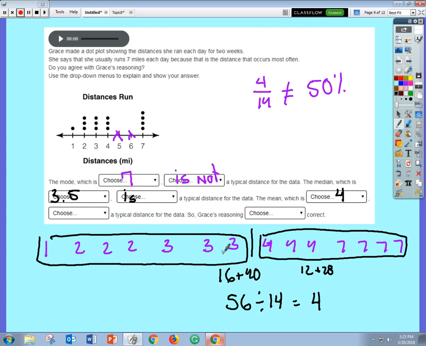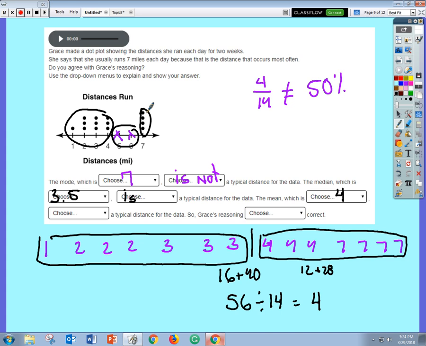Now here we get a little tricky. We have this gap here. We have this gap. We have a nice cluster here. We have a gap here. Then we have a cluster here. Let's talk about this. When I have those multiple clusters, the mean is not good to use because those 4 times that she ran 7 miles, that's pulling the mean up. We're taking those into account. But really, again, that's not typical for Grace. The mean should be that number that's in the center.